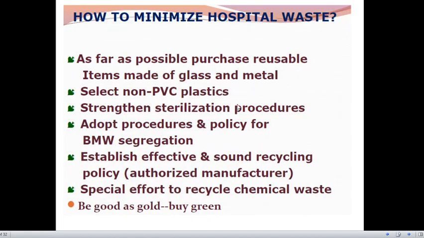So how to minimize hospital waste? As far as possible, purchase only reusable items made of glass and metal, and select non-PVC plastics. Strengthen sterilization procedures, adopt procedures and policy for biomedical waste segregation, and establish an effective and sound recycling policy using an authorized manufacturer. Make a special effort to recycle chemical waste, and be good as gold and buy green.